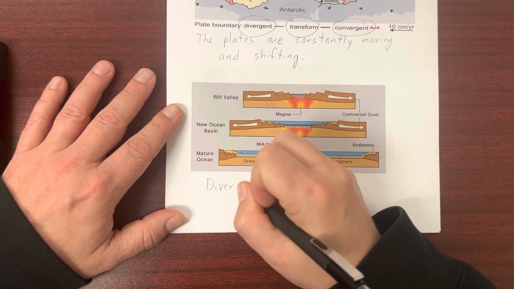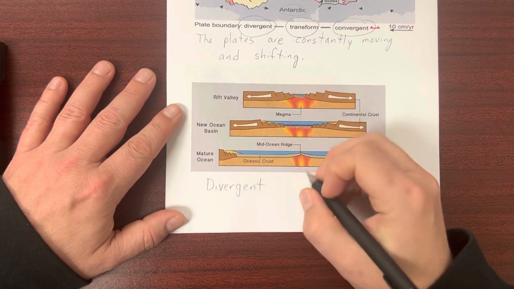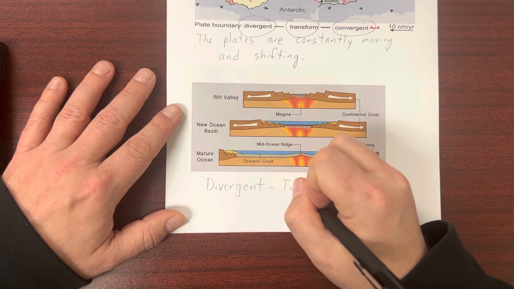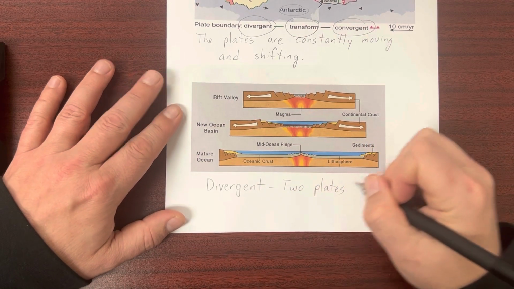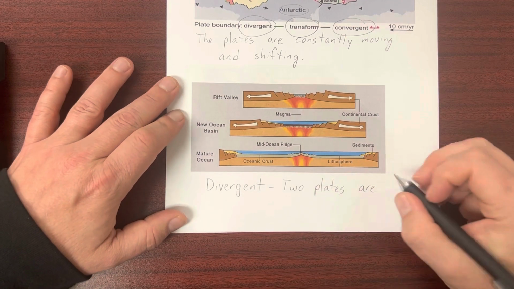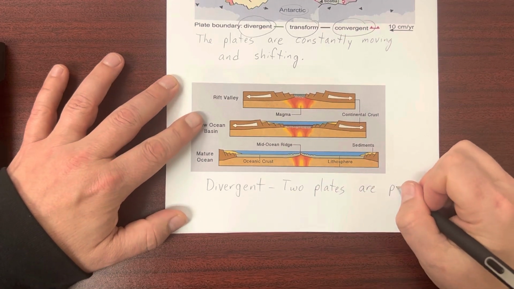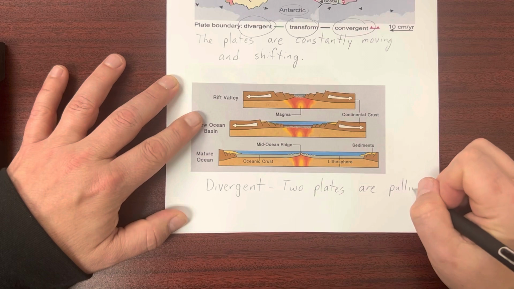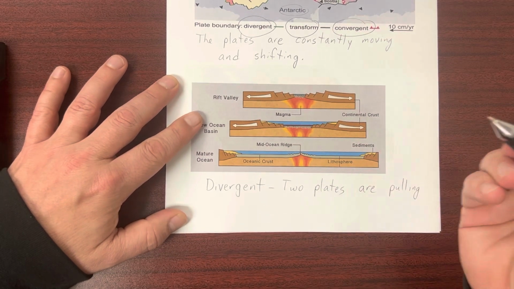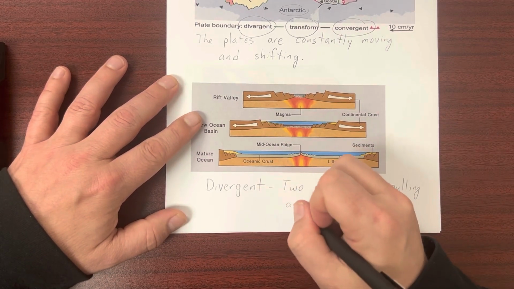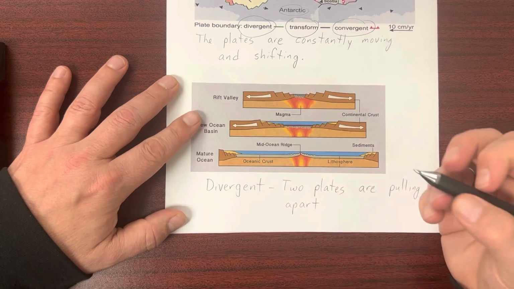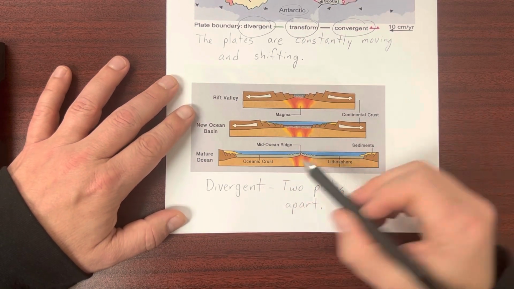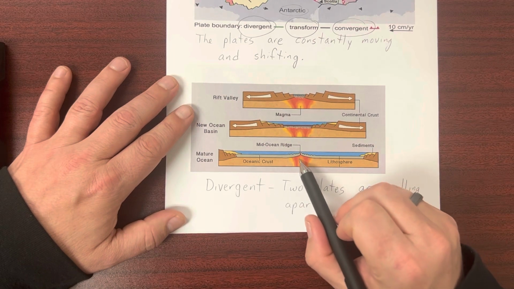Divergent is a boundary where two plates are pulling apart. So they're going in opposite directions. And as they pull apart, magma from inside of the Earth can actually come up and fill in those cracks. So this is how we make new crust. A lot of times this is on the ocean floor, new ocean floor.